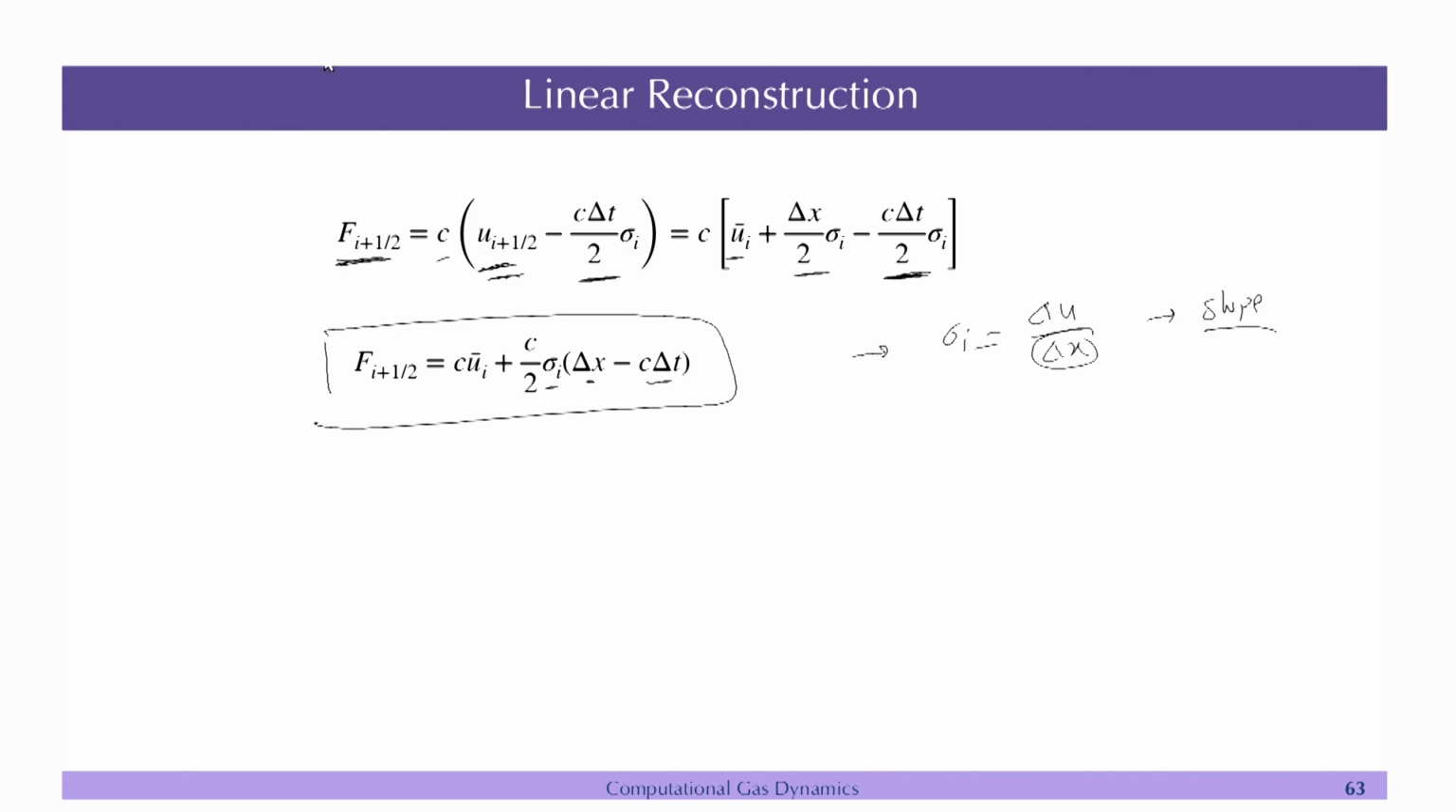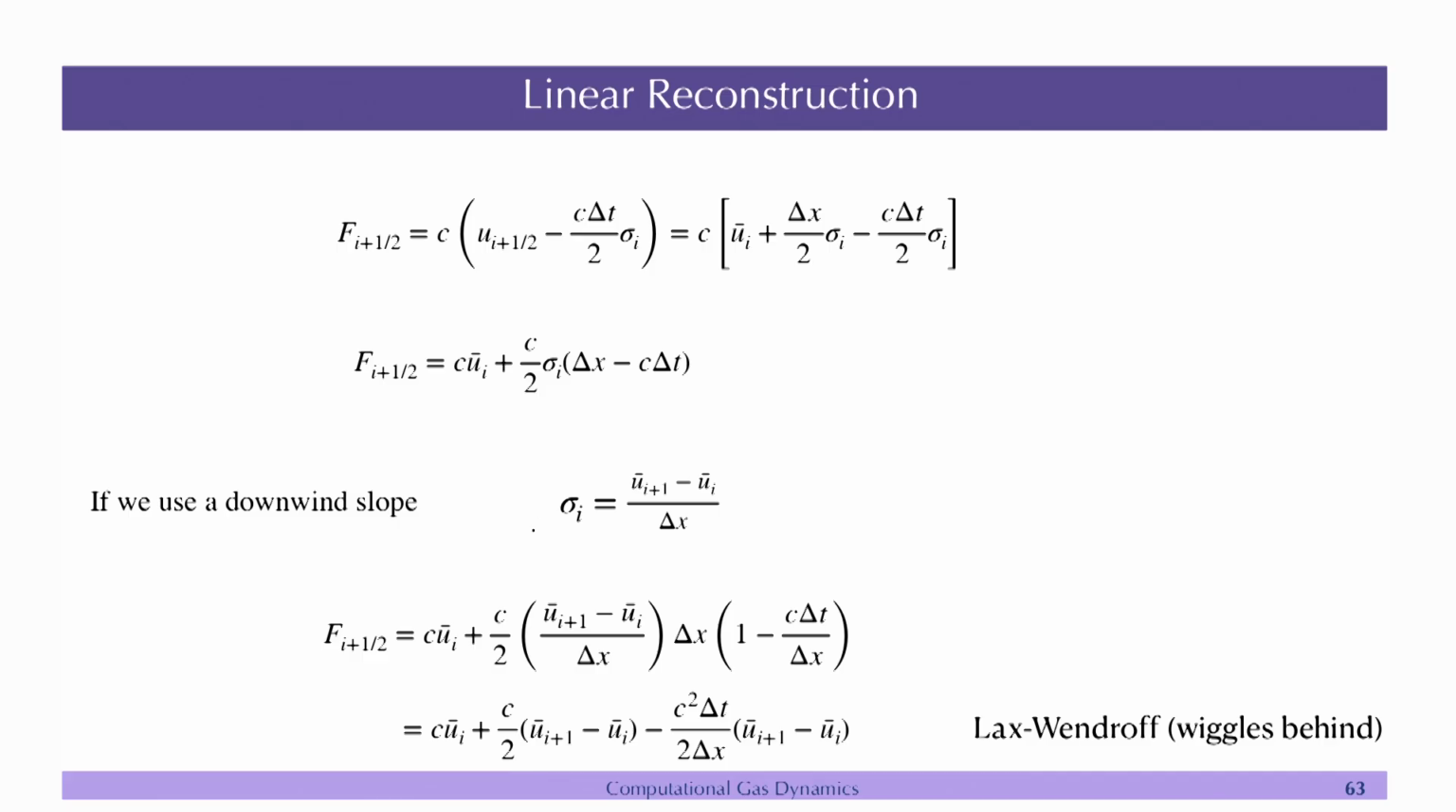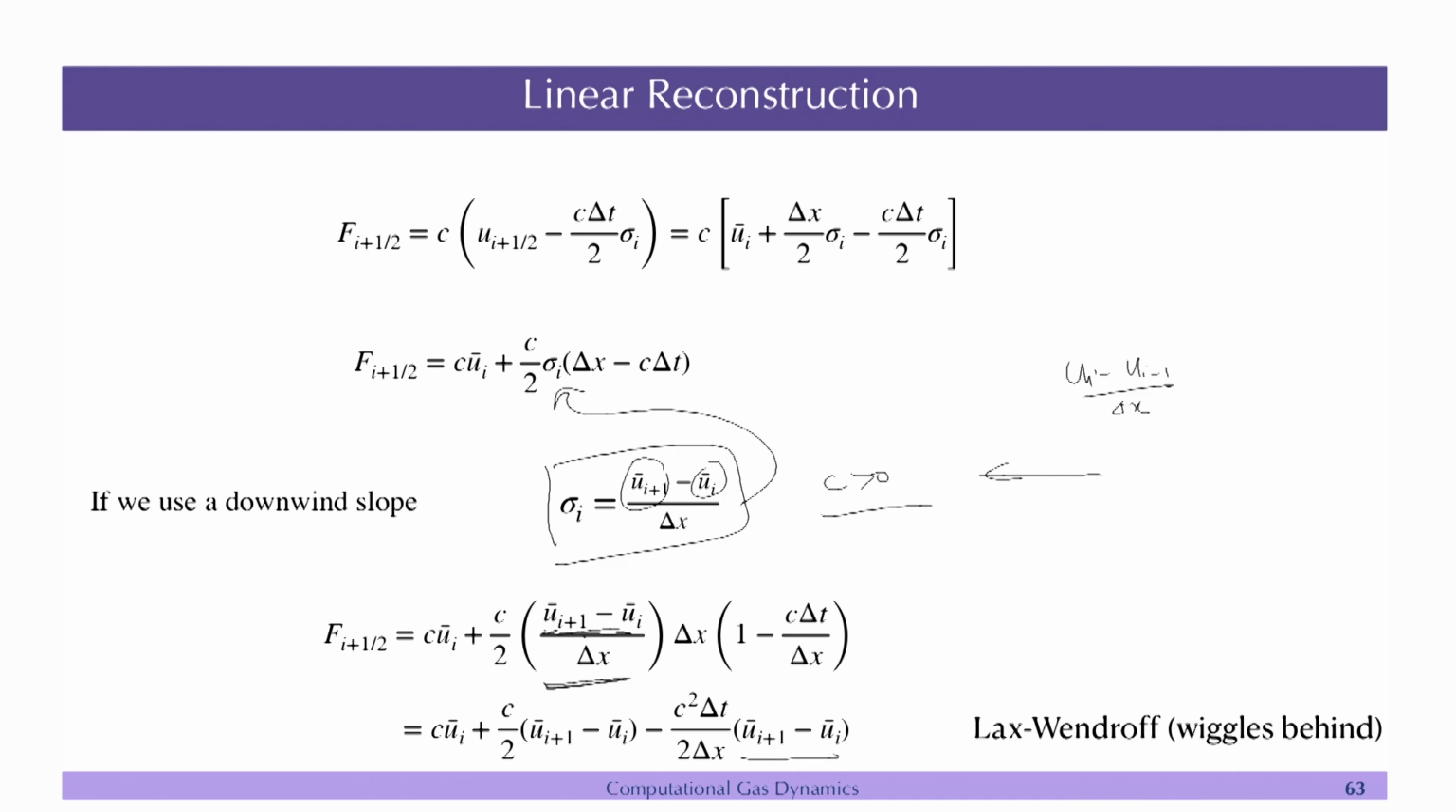Now, let us take one form of sigma I, which is the downwind slope, okay. Upwind is u I minus u I minus 1 by delta x. This is the downwind, because we are considering, remember, c is greater than 0 always. So, this is u I plus 1 minus u I, divided by delta x. Now, you put this value here in sigma I and recollect the terms. So, rewrite in the form u I plus 1 minus u I, and this is nothing but the same thing that we have seen earlier.